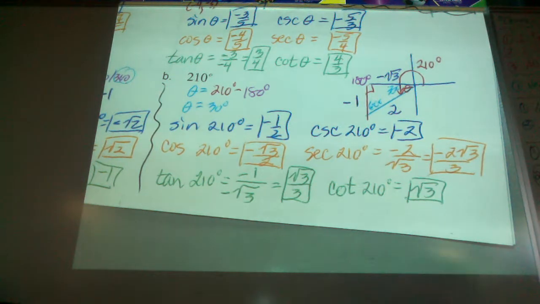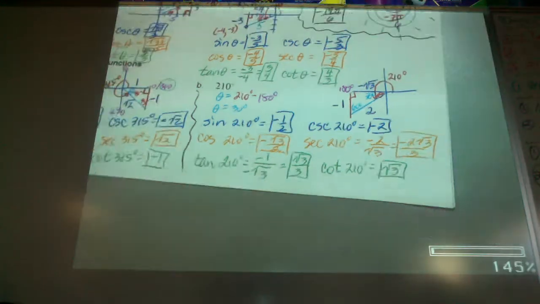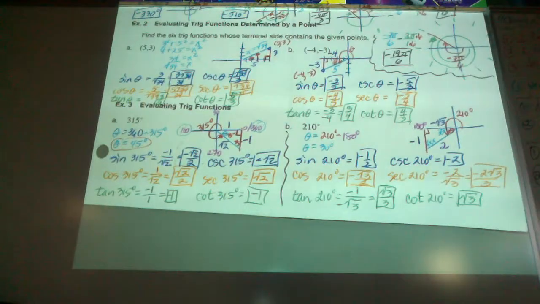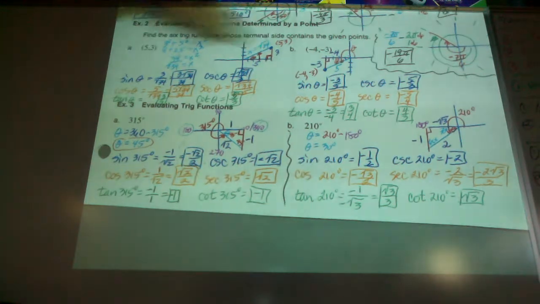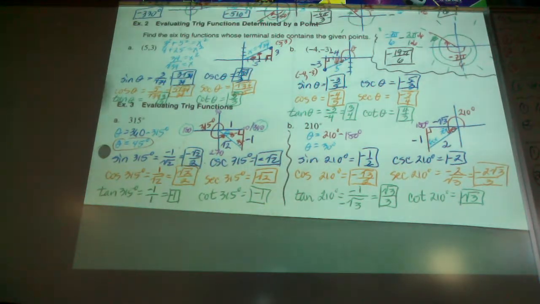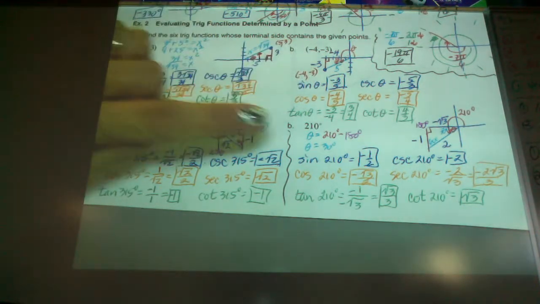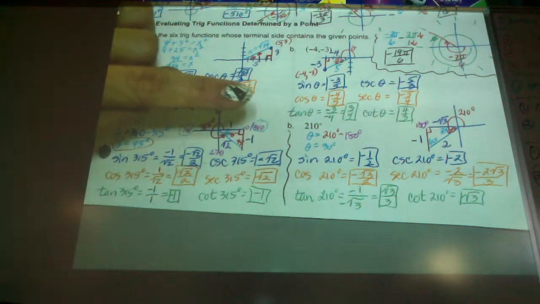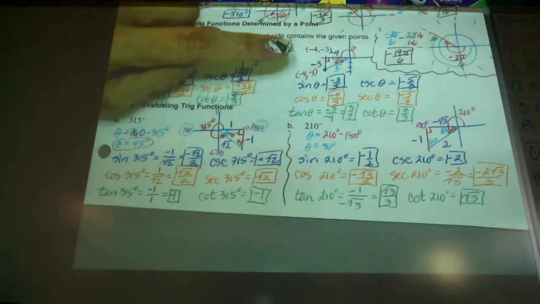All right, so let me just share something. I'm going to zoom out of this a little bit. Let's just observe something about these 4 problems. Notice that I've got 4 problems in all 4 different quadrants. In quadrant 1, notice that all sine, cosine, and tangent were what sign? Positive. This one, oh, I don't have one in quadrant 2. Well, we'll talk about that in a minute.